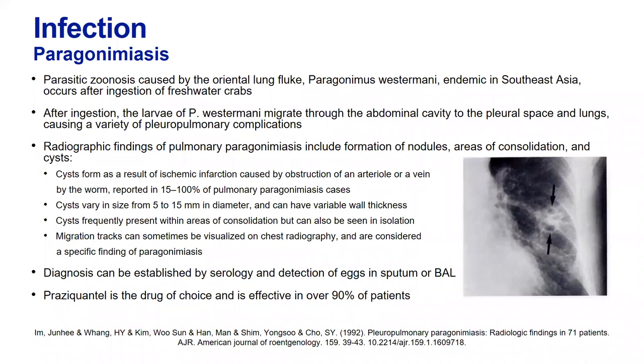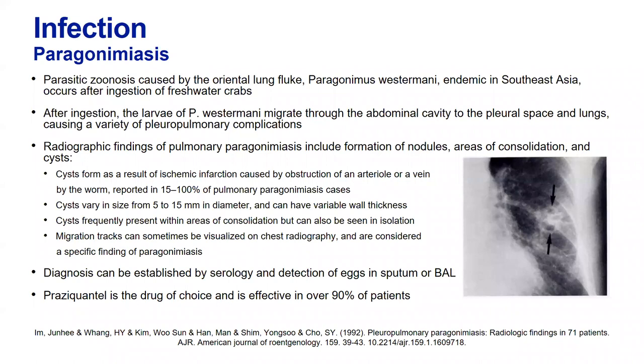Paragonimiasis. This is a parasitic disorder. It's endemic in Southeast Asia. It's caused by the oriental fluke, and it happens after you ingest freshwater crabs. Once you ingest the freshwater crabs, the larvae migrate through your abdominal cavity into your pleural space and your lungs. Sometimes on chest radiography, you can find migration tracks where you can see the organism tracking up.